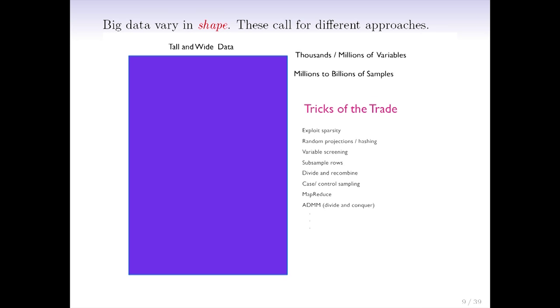There are other tricks: random projections, hashing, variable screening, subsampling of the rows, divide and recombine techniques, case control sampling, MapReduce, ADMM, and the list goes on. All kinds of tricks for managing these large amounts of data. I mean, you can't even store it. You have to store it in a large distributed system on clouds and so on. And in order to fit any kind of algorithm, you generally have to use some kind of trick. Or you can just give up on the tricks and join Google. They've just got enough computing power that they can fit these big models, and they do.